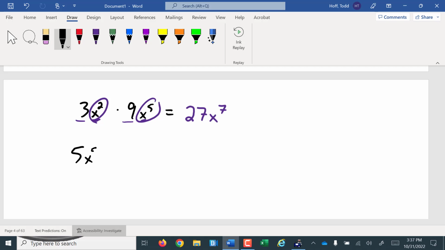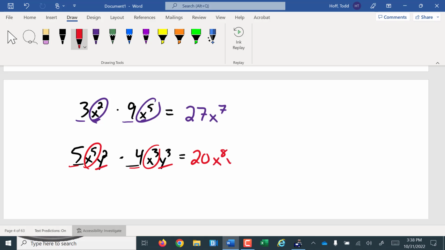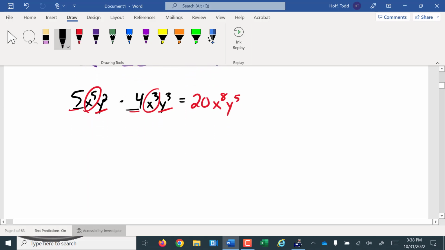If we have more than one variable, I'm going to have 5x to the 5th y squared times 4x to the 3rd y to the 3rd. Well, I multiply the counts. What's 5 times 4? 20. X to the 5th times x to the 3rd, x to the 8th. Y squared times y to the 3rd, y to the 5th. That's pretty straightforward.